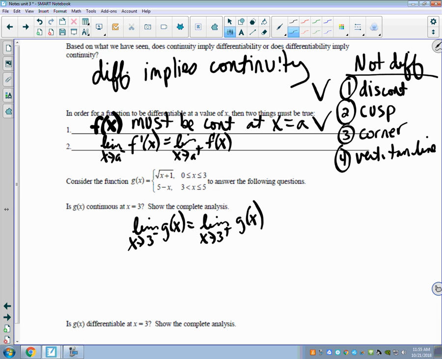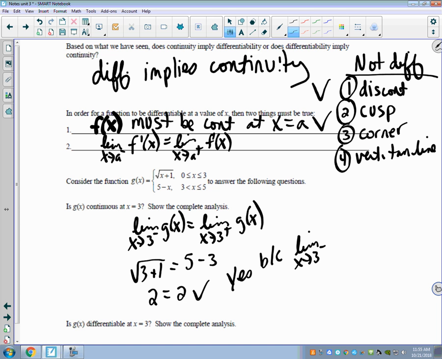And so from the left, I'm just going to plug 3 in there and set that equal to plugging in 3 to the right, which is 5 minus 3. So the square root of 4 is 2, equals 2. Yes, it is continuous, because the limit as x approaches 3 from the left of g of x equals the limit as x approaches 3 from the right of g of x.